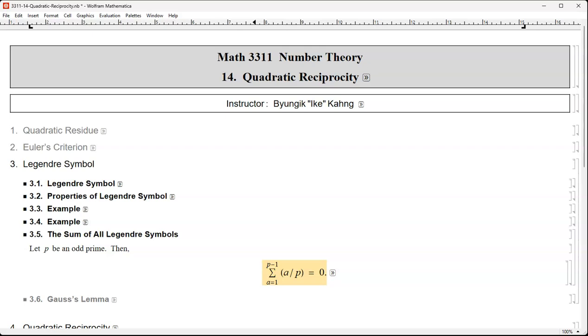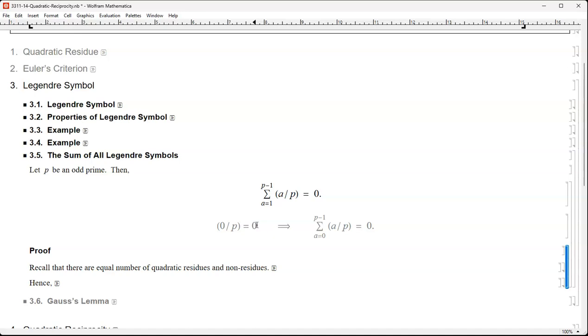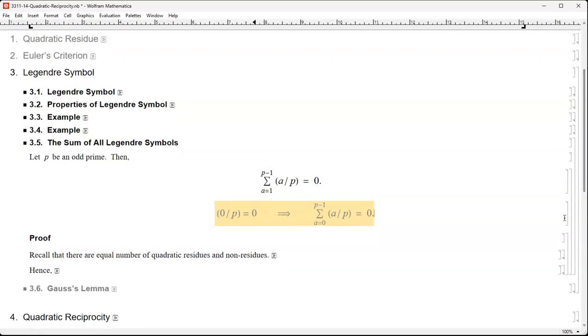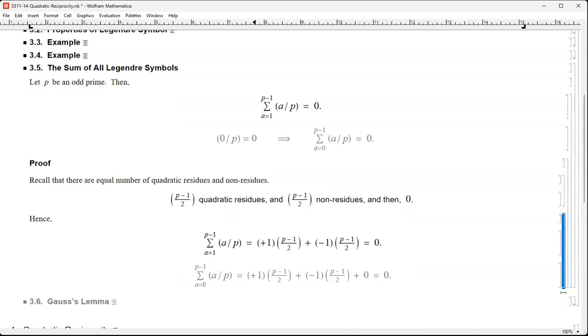So an equal number of positive ones and negative ones, they're going to add up and cancel all of them off. And if you define the Legendre symbol of 0 over p as 0, then you can say 0 to p minus 1 adds up to 0 as well. But some people do include 0. Most people don't. Our textbook author does not. So the proof is, well, pretty simple. Equally many quadratic residues and non-residues, and then 0. So (p minus 1)/2 many plus 1s and (p minus 1)/2 many negative 1s add up, and you're going to get 0.